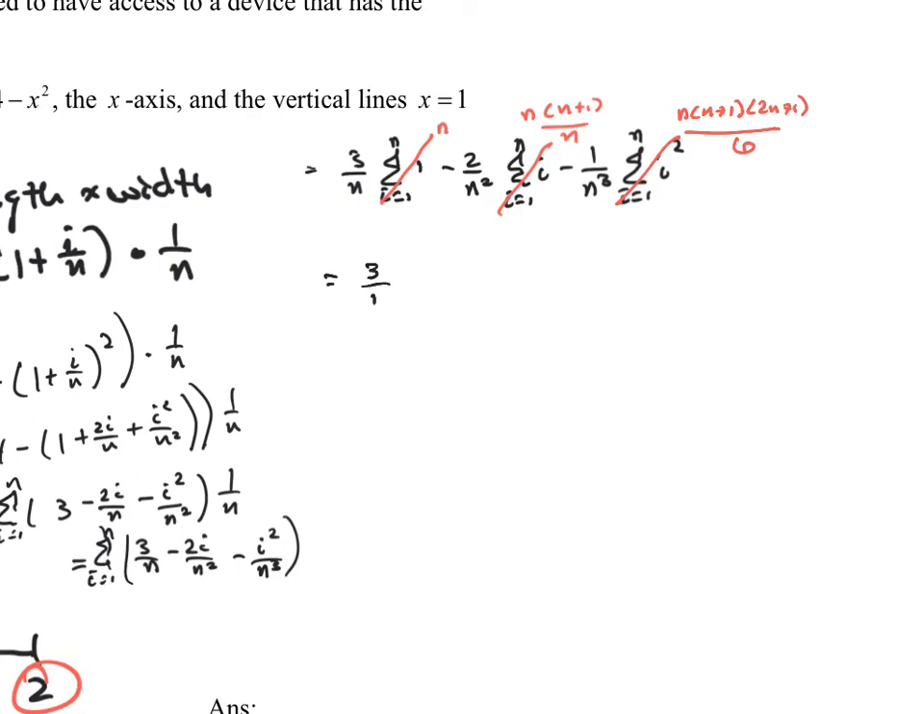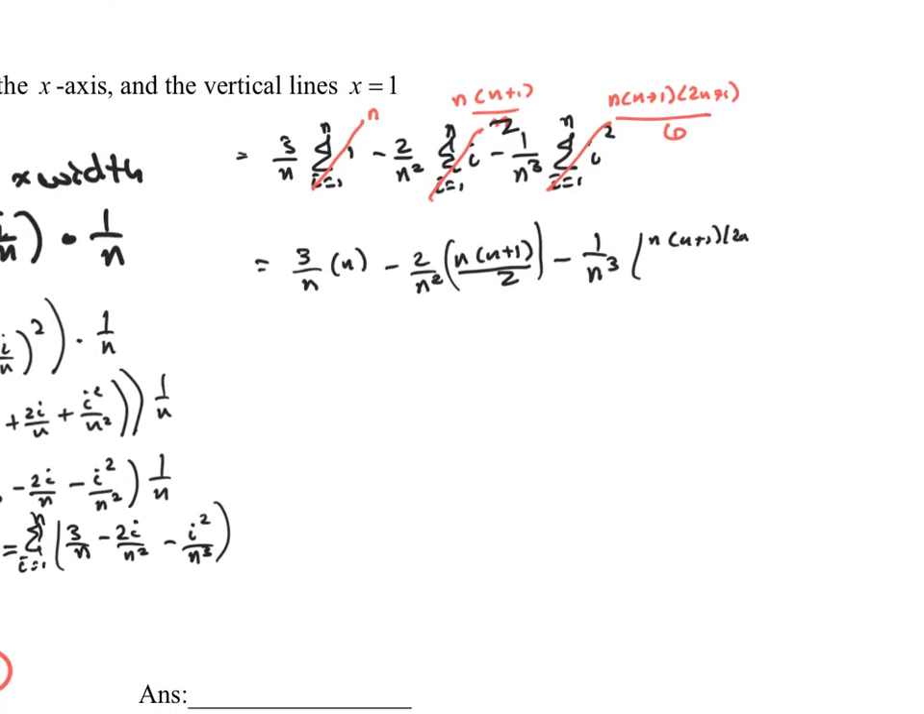So this would be 3 over n times n minus 2 over n squared times n plus 1 all over 2. That number's a 2. And then the next one is minus 1 over n cubed times what we got, which was n times n plus 1 times 2n plus 1 all over 6. Okay, let's do some simplifying.